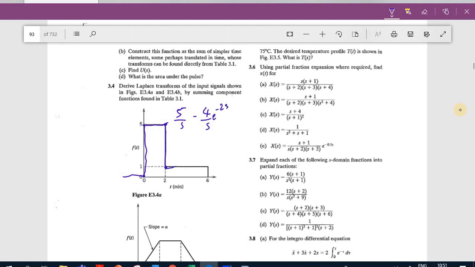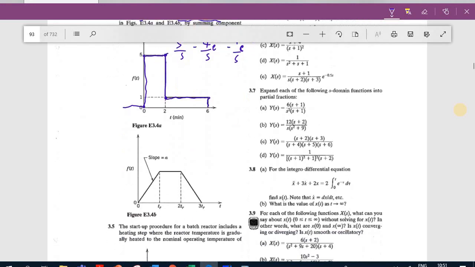And then it went straight. What happened here? There was another shift down, which is minus 1 over s, that happened at 6 seconds. Okay, so that is my solution. That is the solution I would have here in the Laplace transform. So they derive the Laplace transform of the input signals.